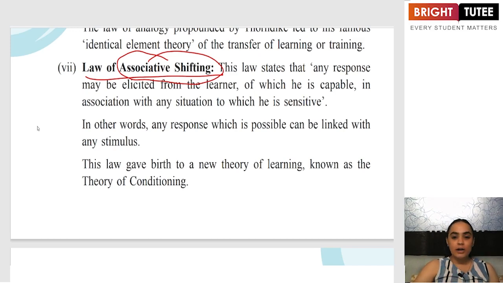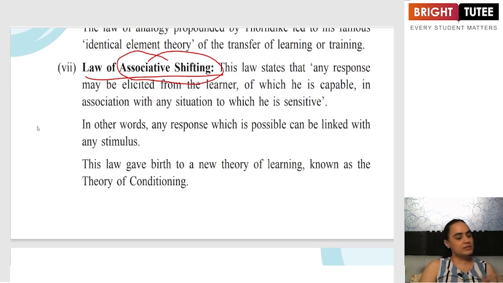So it is not important that if we have a good connection with something, the law has focused that if the connection between a stimulus and response is strong, then that means they are going to be together. No. There can be a change in this. If there is a new response, the response will change if the stimulus changes because of a better incentive. So this was the law of associative shift.